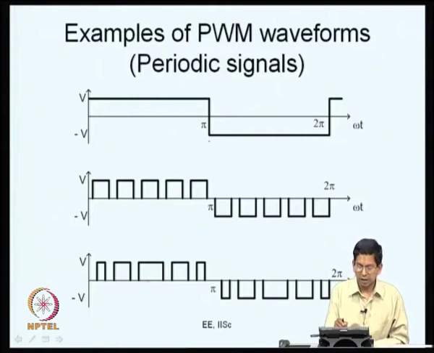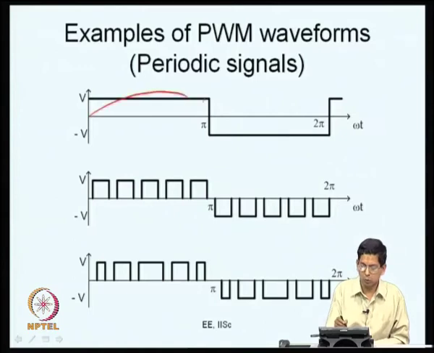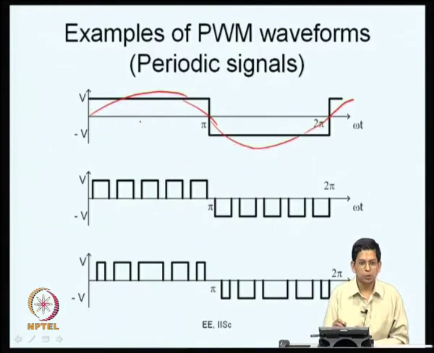The example I have given is a square wave, and as I have said before, the square wave has a certain amplitude like this. If it is plus V and minus V, the fundamental amplitude is going to be 4V by pi.